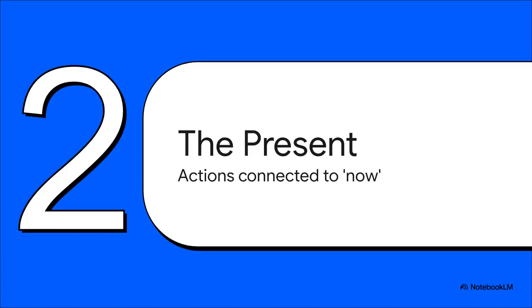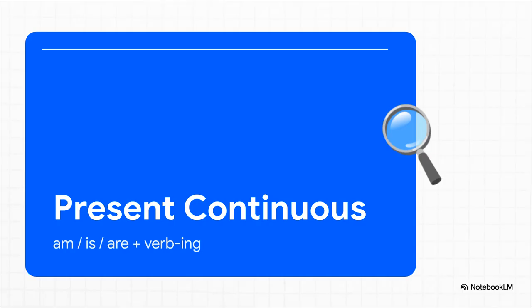We're going to start by focusing on the two continuous tenses that are all about the present moment. And to make this really, really clear, we're going to follow the story of a writer named Lila. First up, we've got the present continuous. This is your go-to tense for anything that's happening right this second, or just generally around the present time. It's all about what is in progress right now.